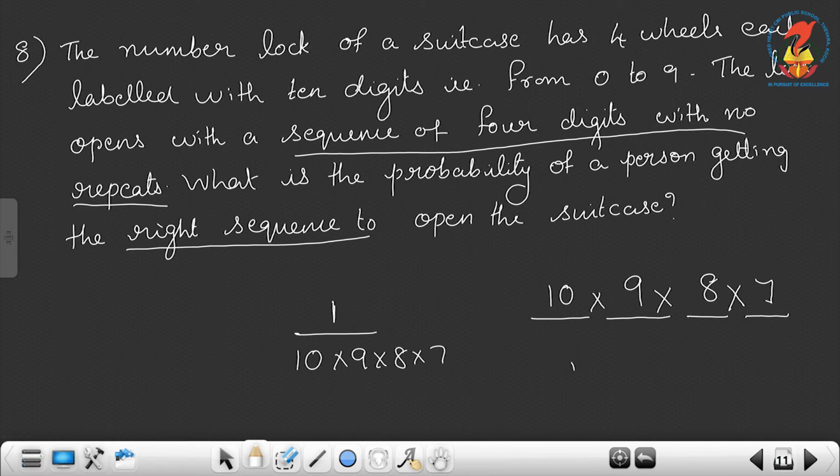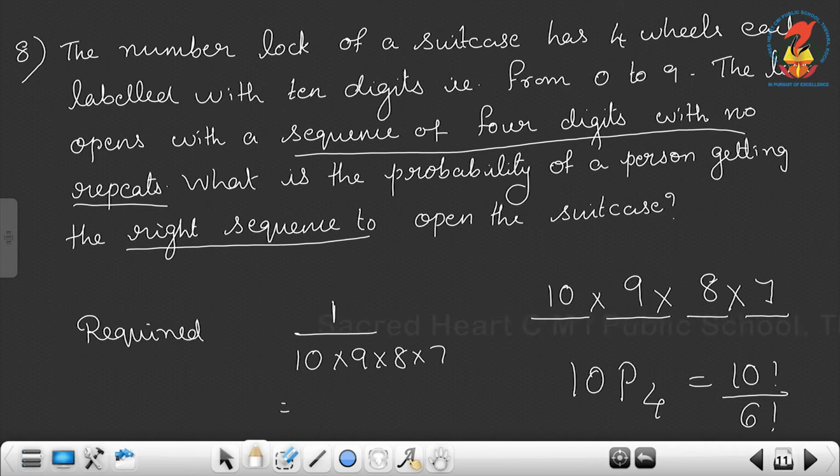This is a permutation, 10P4, 10 factorial by 6 factorial. So 7 into 8 into 9 into 10. Multiply. This is the required probability. Nine eights are 72. 72 into 7, 504. So that's the answer. 1 by 5040.